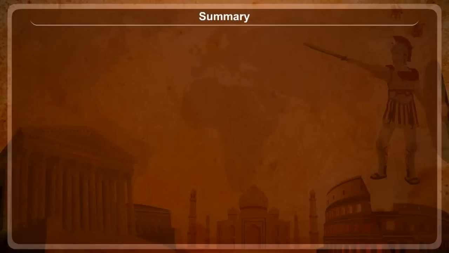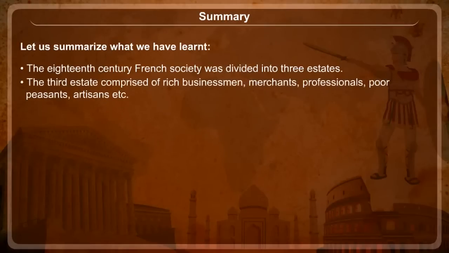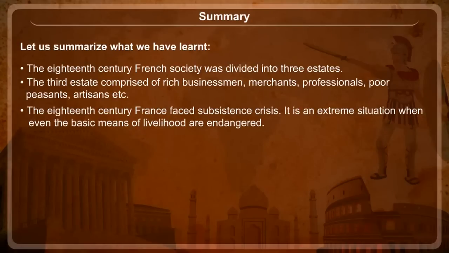Summary. Let us summarize what we have learned. The 18th century French society was divided into 3 estates. The third estate comprised rich businessmen, merchants, professionals, poor peasants, artisans, etc. The 18th century France faced subsistence crisis. It is an extreme situation when even the basic means of livelihood are endangered.